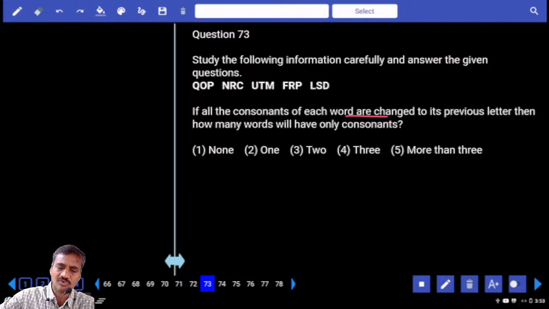How many words will have only consonants? That means here it is not asking to change this vowel at all. Hence these two cannot be an answer. Then for consonants, N minus 1 is M, R minus 1 is Q, C minus 1 is B. Now here F minus 1, this is a vowel. And L minus 1 is what? K, S minus 1 is R, D minus. Hence there are 2 words with no vowel at all, only consonants. And that is choice 3, question number 73.